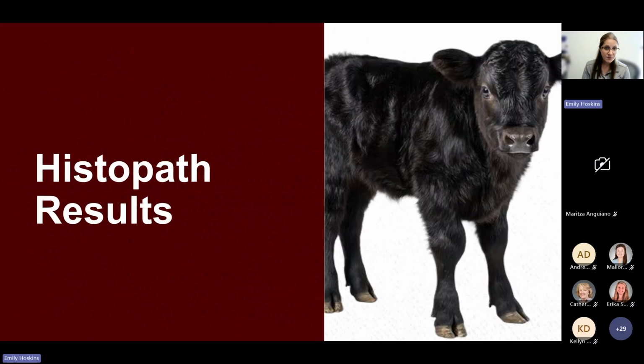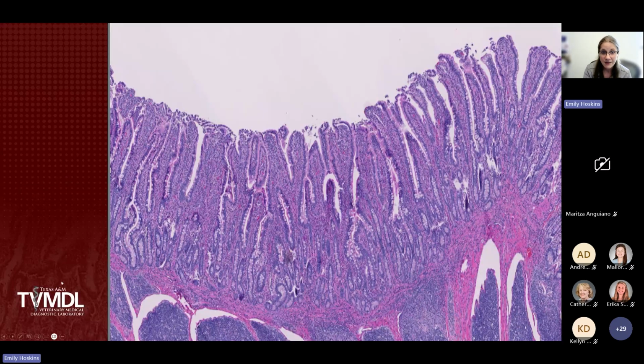So let's talk about the histopath results for this calf. The first slide I'm going to show you is going to be a small intestine, not from this calf, but it is going to be from an animal that was euthanized and then immediately necropsied. So very, very little autolysis has happened. And this is what this can look like.